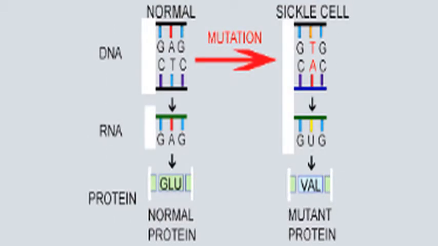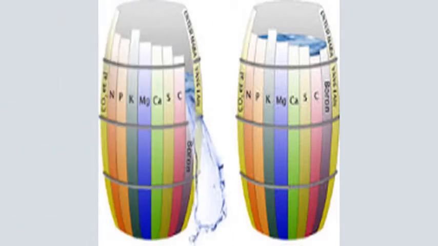A mutation in HBB results in a change in one of the bases of the DNA sequence from an A to a T. This changes the amino acid in the hemoglobin protein from glutamic acid to valine. This causes the body to produce a new form of hemoglobin called HbS, which behaves very differently from the regular hemoglobin.